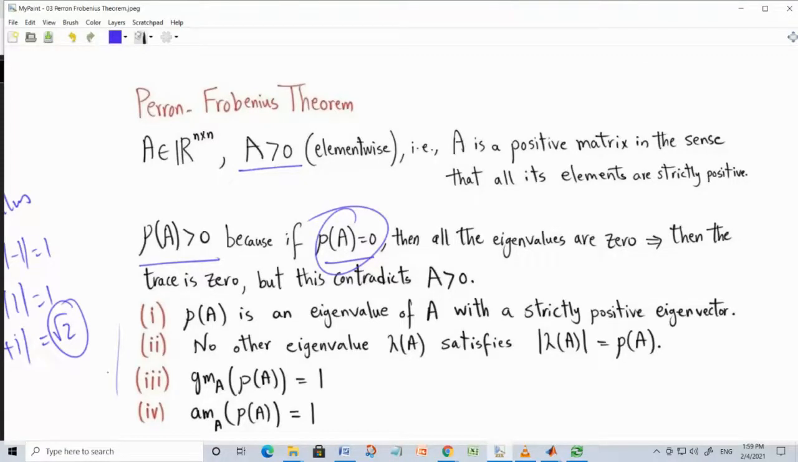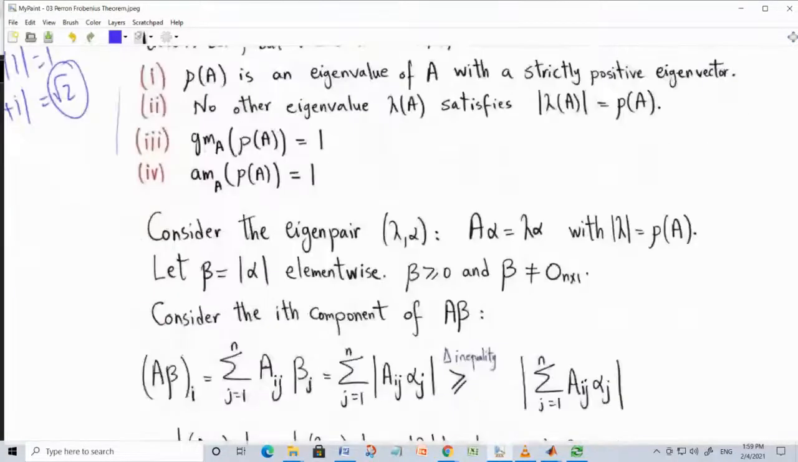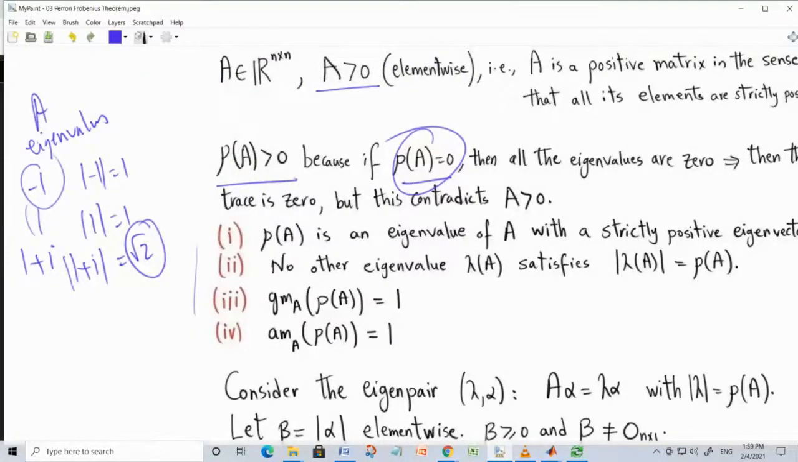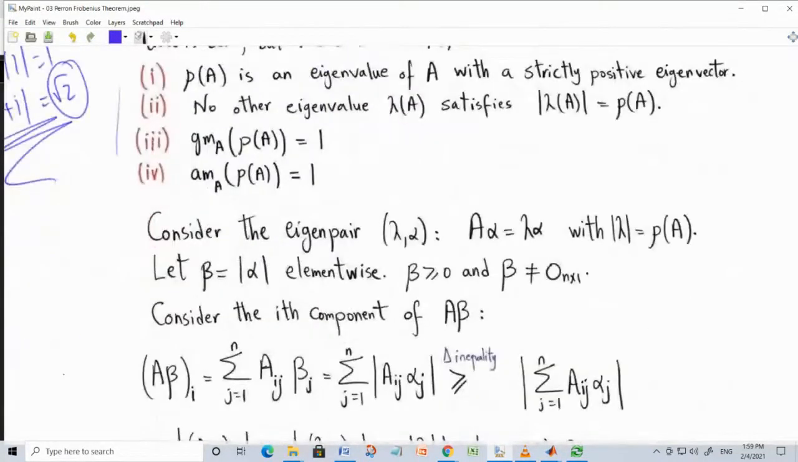Okay, but now let's go abstract, and how can we show this? We start by showing that if A is strictly positive, this situation will not happen. If A is strictly positive, then rho of A is an eigenvalue. Here is how we will do it. Start with a specific eigenpair for matrix A. There is one lambda for A whose magnitude is equal to the spectral radius of A, and there is an associated eigenvector, which is alpha.